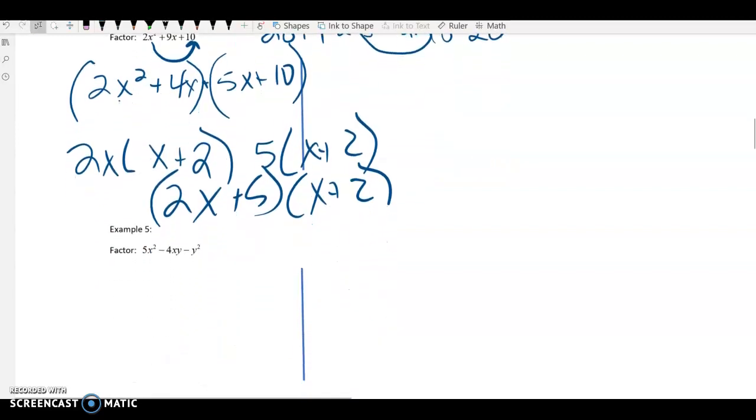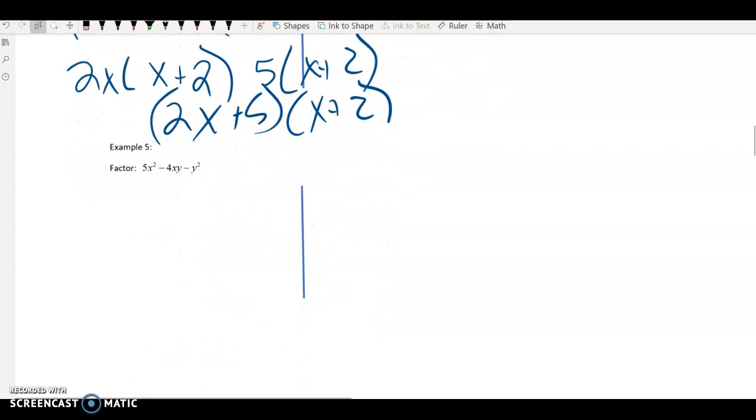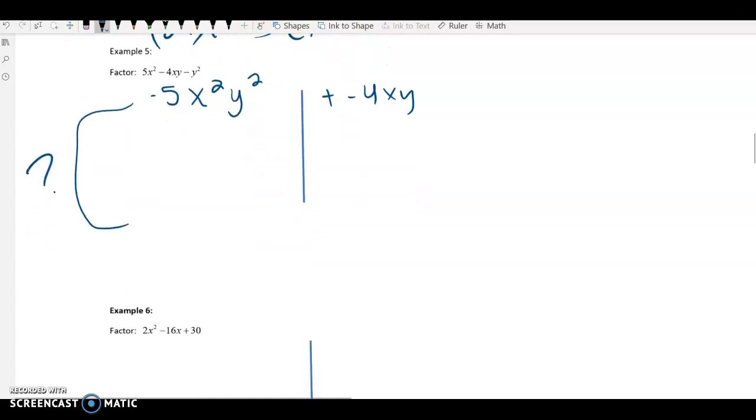All right, let's try this next one. So for this, I'm looking for a GCF. Is there a GCF in there? No. There are 3 terms. Great. What multiplies to give me negative 5x squared y squared but adds to give me negative 4xy? We're going to come back to this one, okay? Remind me tomorrow in class, we'll come back to that.